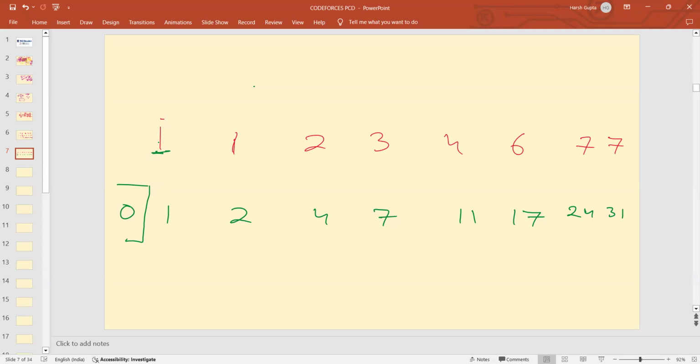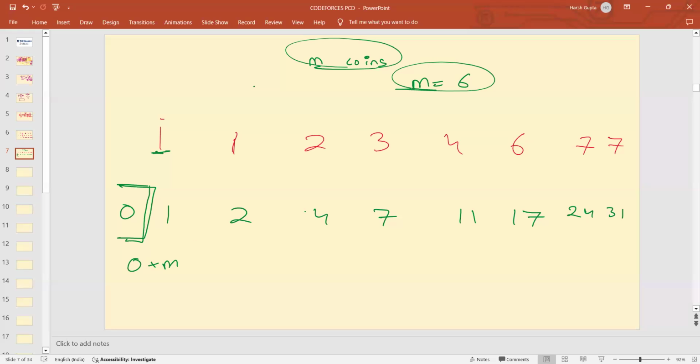What is the maximum sum till where I can go? Since I am allowed to spend at max M coins, the maximum till where I can go is 0 plus M in this prefix array. So let's suppose my value of M was 6. So the maximum I can go is up till 6. That is over here, since we have 4, so maximum we can go till this particular point, isn't it?